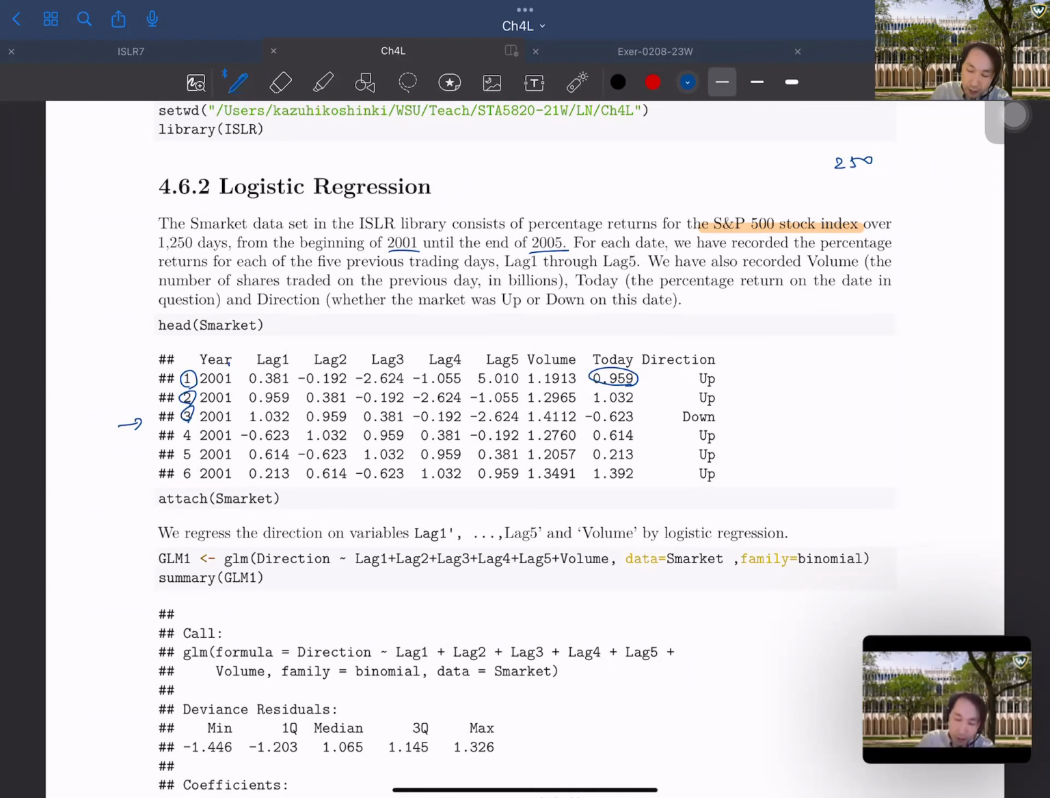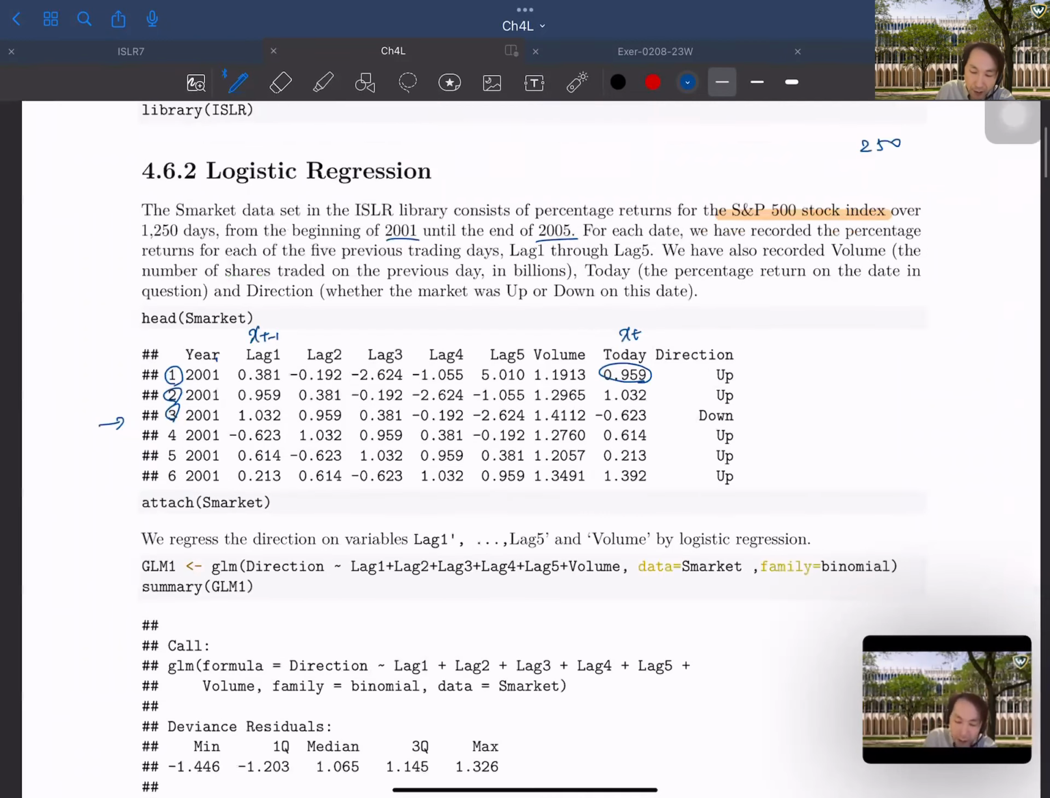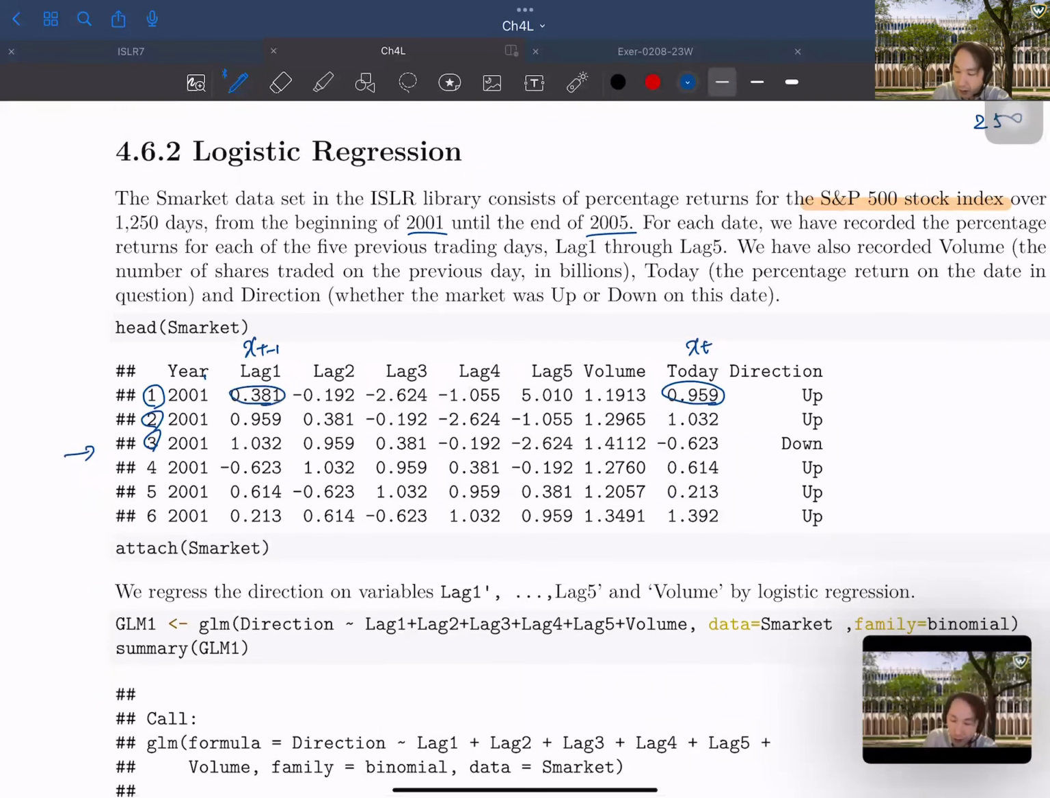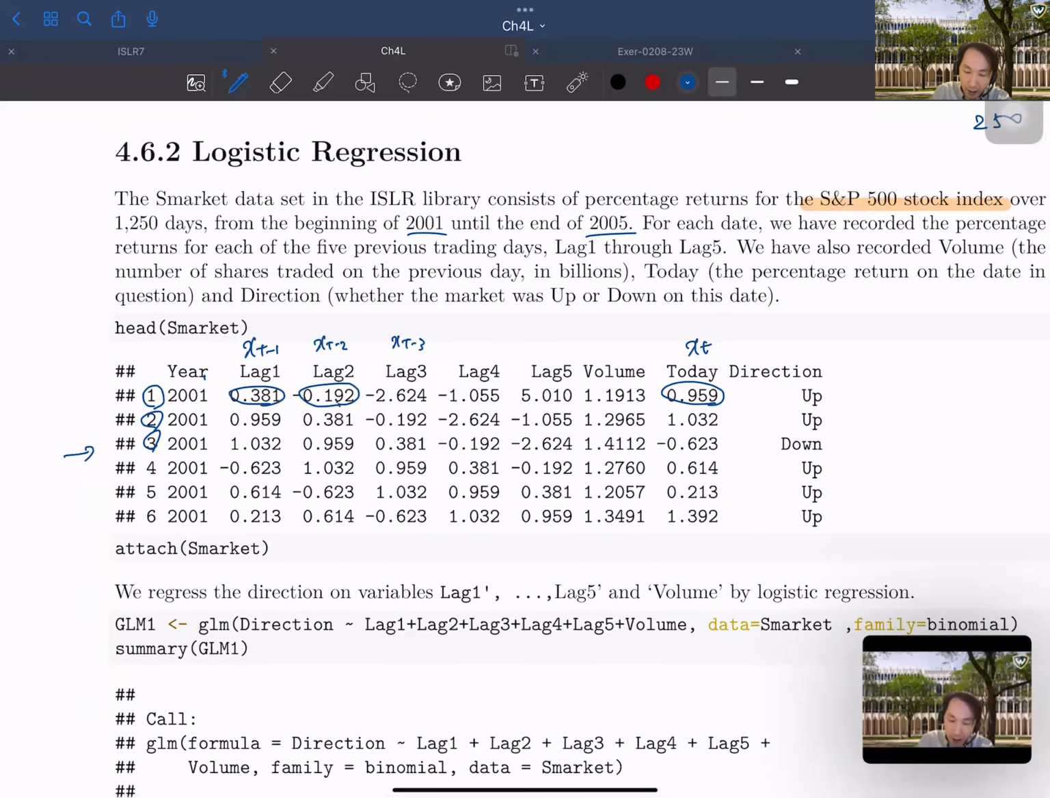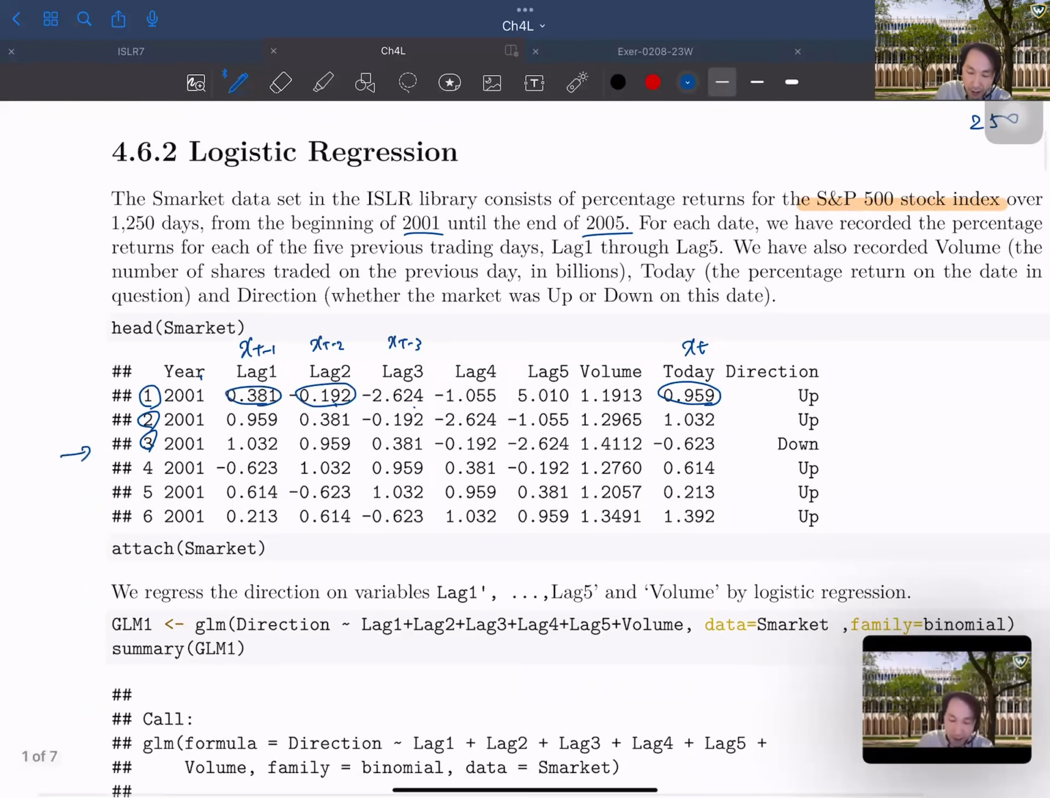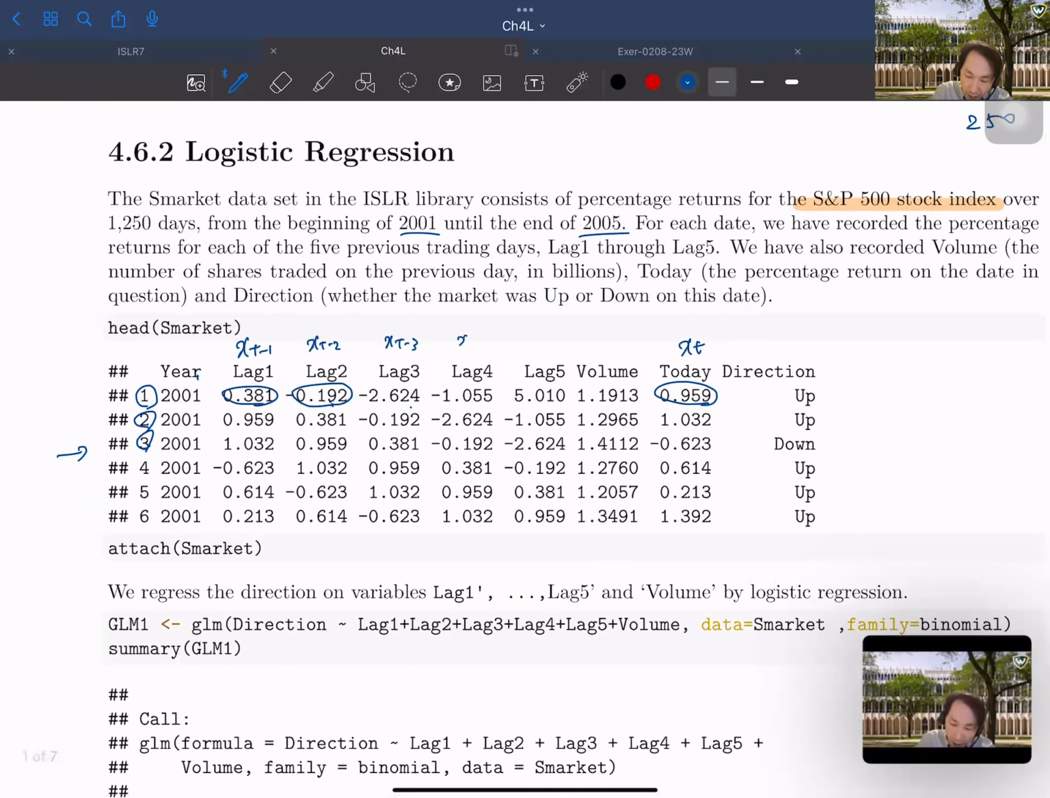I would say this is x_t. Then lag 1 is x_{t-1}. This is the stock market return of the previous day, so the market return on December 31st. And two days ago, so December 30th maybe. And this is one day ago. So if this is a Monday, then last Friday, maybe December 27th or something. And so on, x_{t-4} and x_{t-5}.